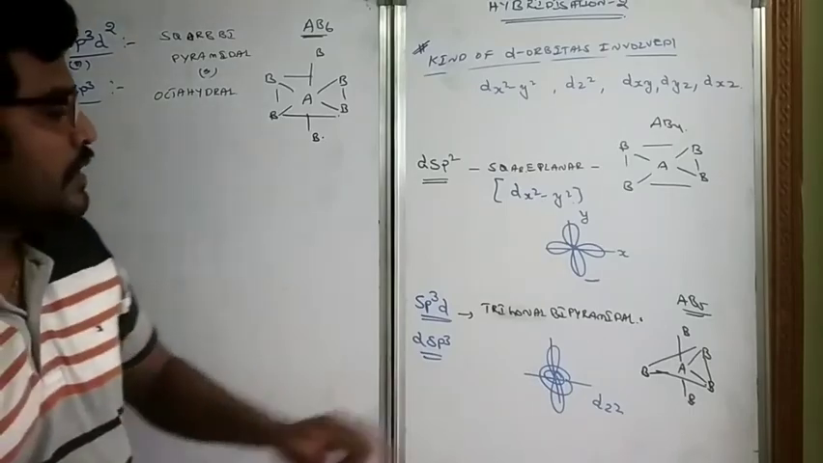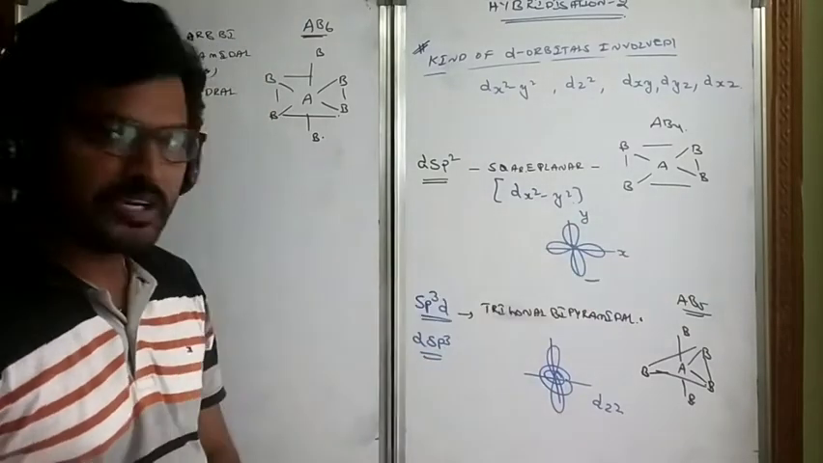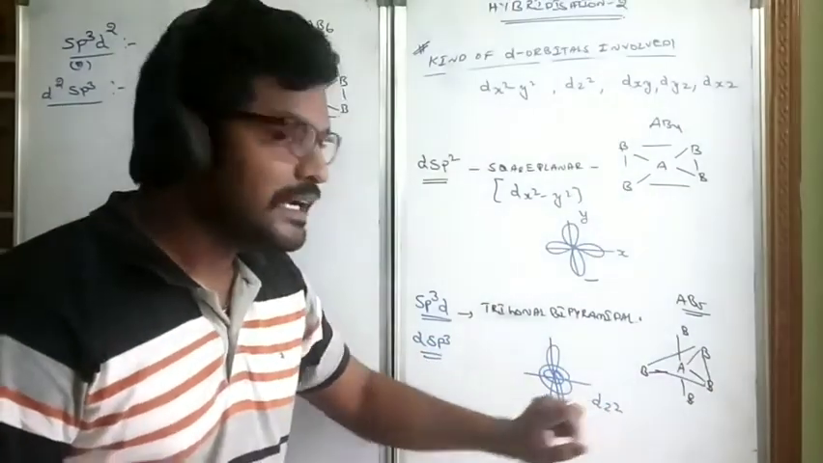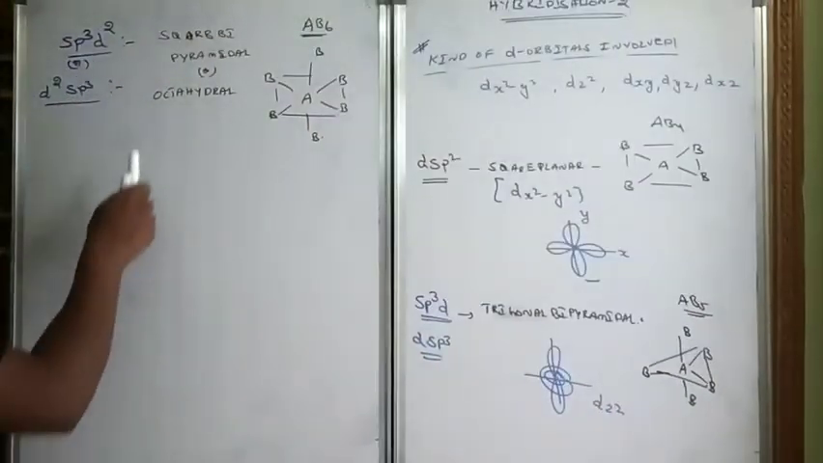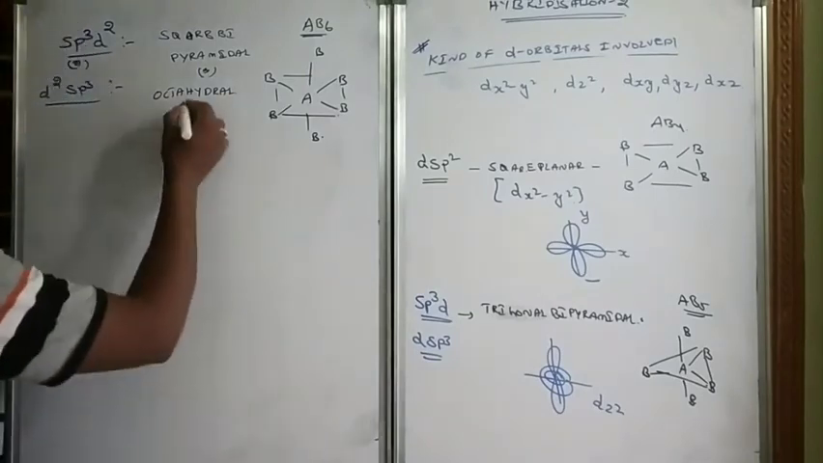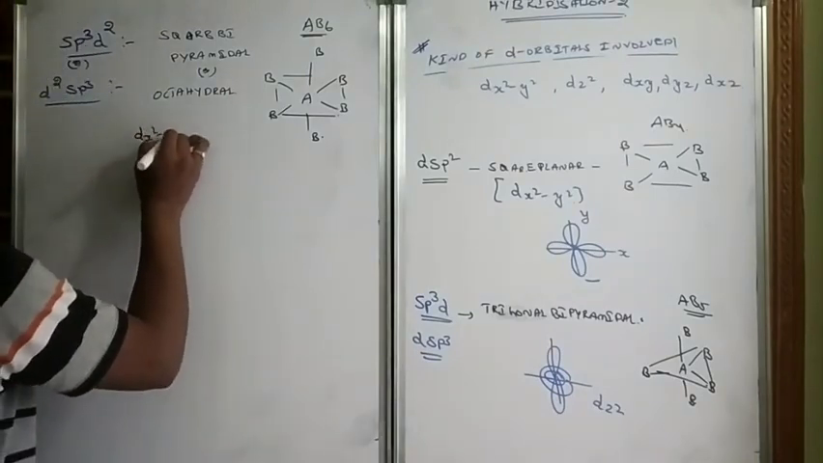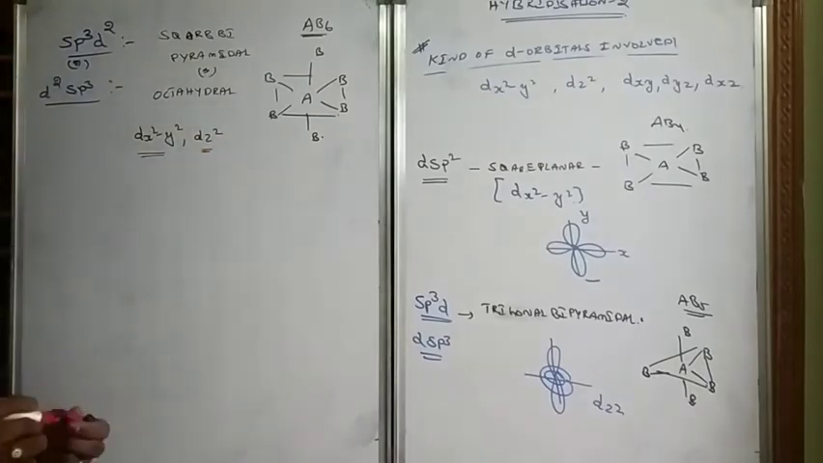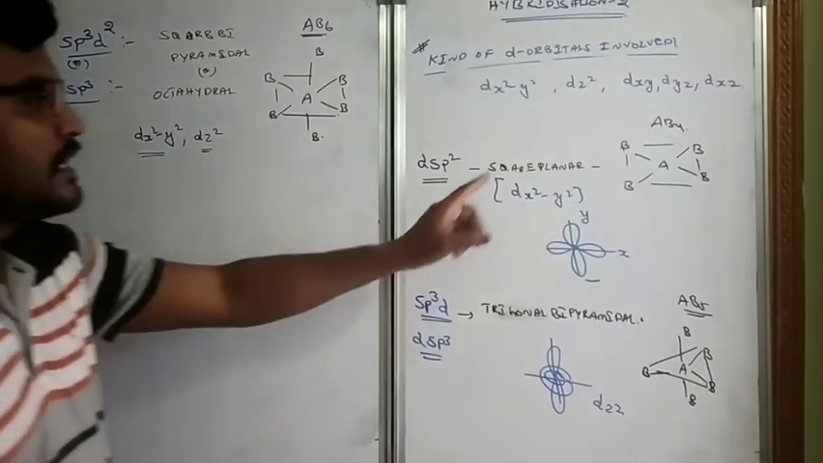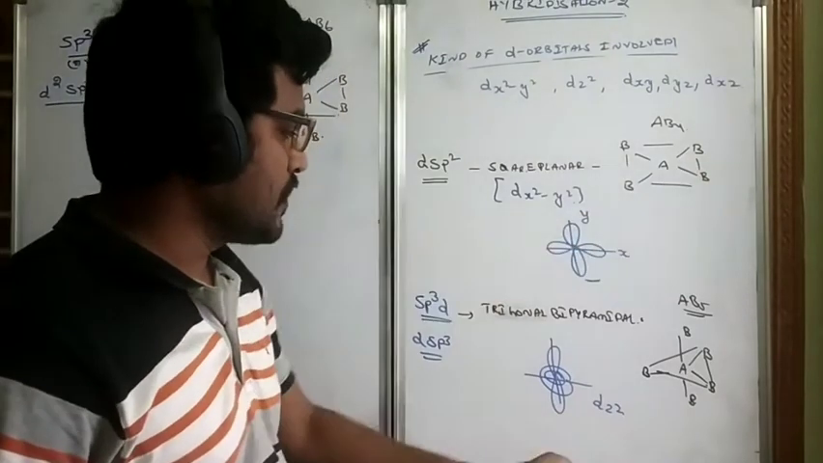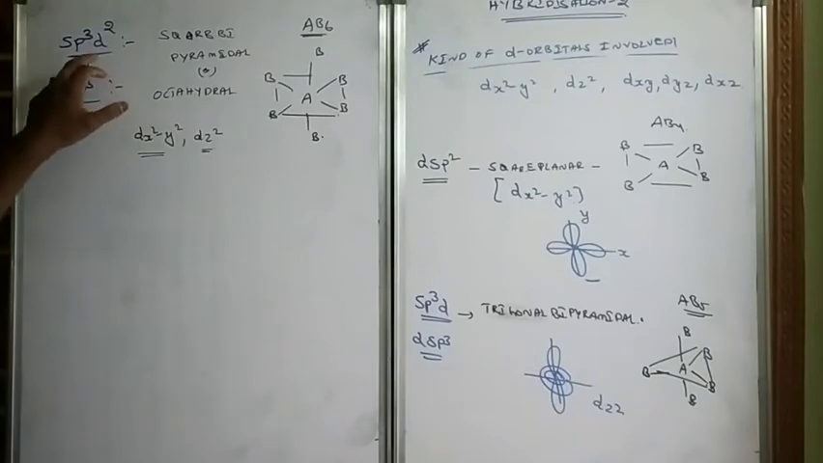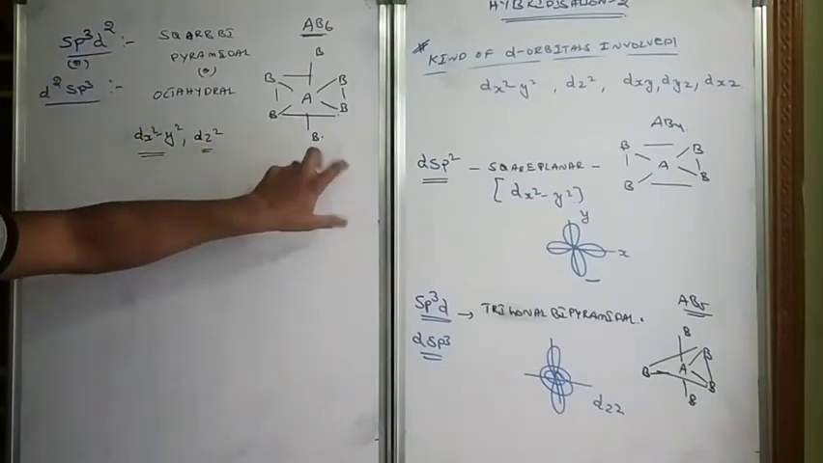Here you see, because of the square planar arrangement, dx2-y2 is there. Because of the axial position, we have dz2. Because of this, dx2-y2 is involved as well as dz2. Since all four are present at the corners and this one is in the axial position, both orbitals will be present in this hybridization.